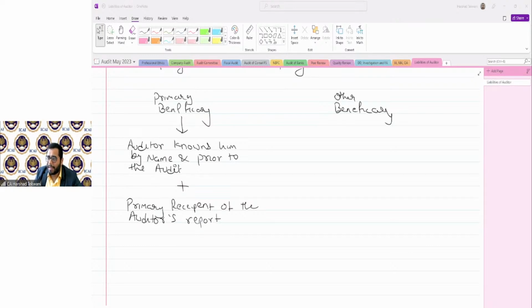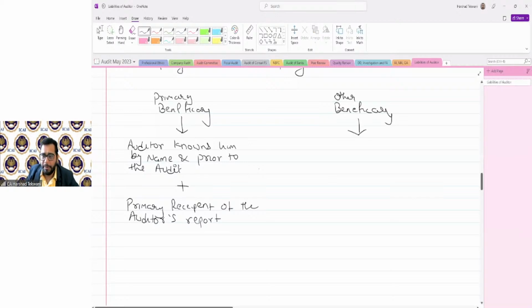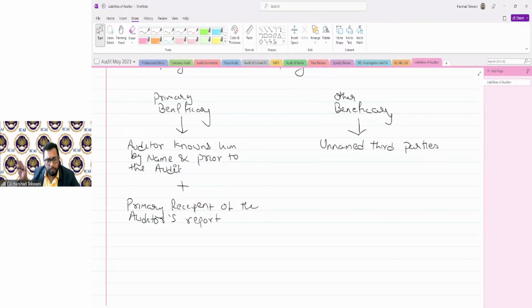The second type and category is your other beneficiaries. When I say other beneficiaries, these are the unnamed third parties who are not known to the auditor. The auditor does not know them. So all third parties other than the primary beneficiaries are other beneficiaries.